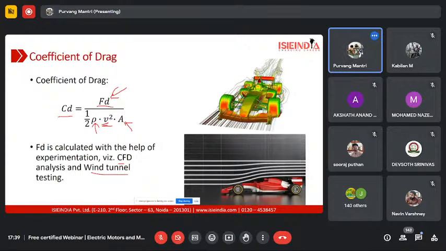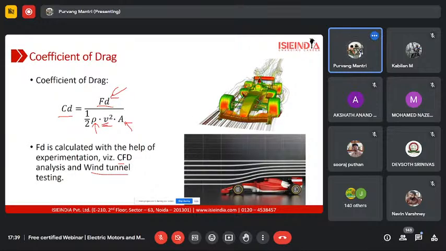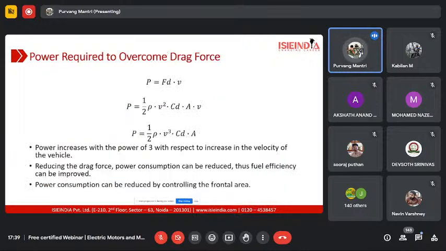Now, just remember this formula, because from this formula we can see how power can be highly affected by the drag force. To calculate the power just to overcome drag, it is a simple formula. We just multiply velocity with the drag force, which is Fd. And if we put in the formula, we come across that power increases with the power of 3.